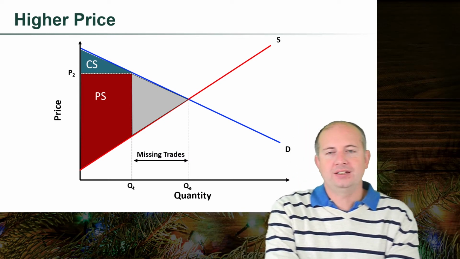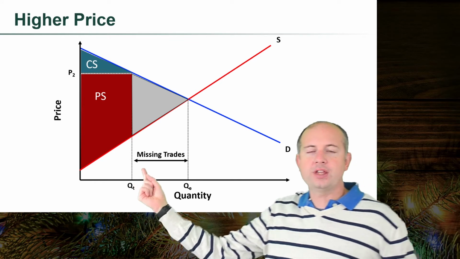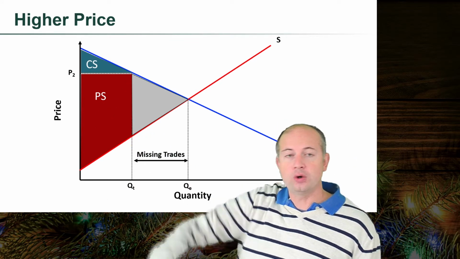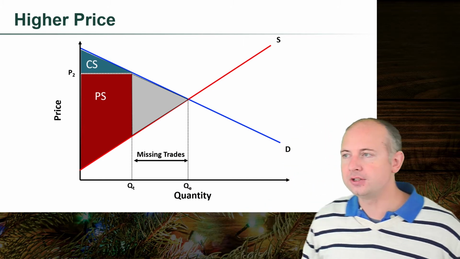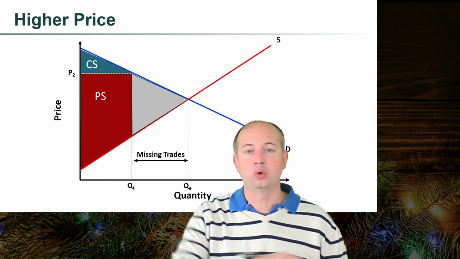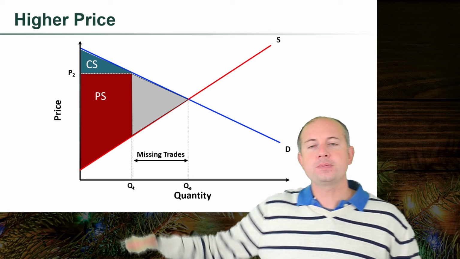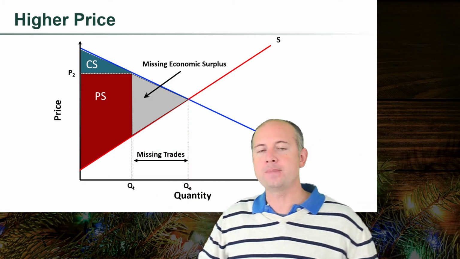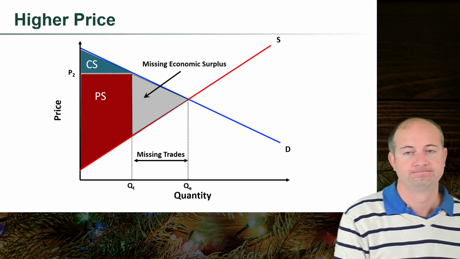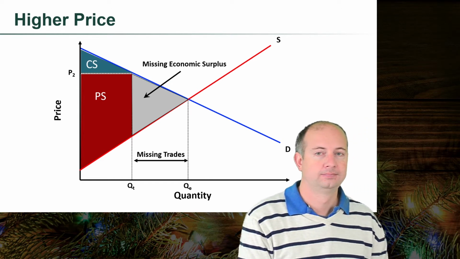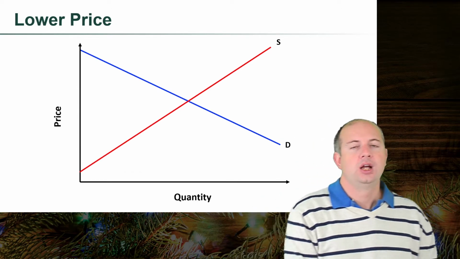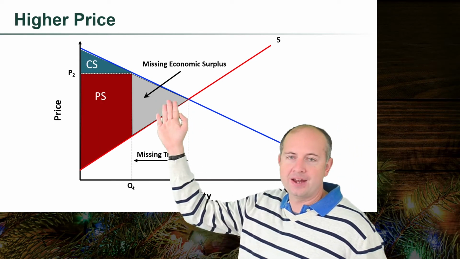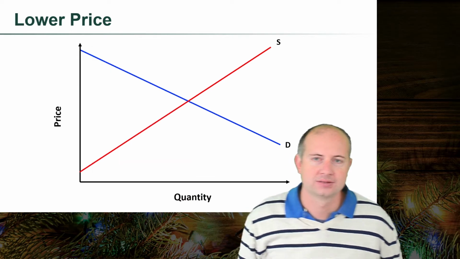So what that leaves us with are all these what we call missing trades. These are all the beets that, because the price was so high, no one was willing to pay that much, so Dwight doesn't bother to grow them, which means there's no available surplus. This is missing economic surplus from the beets that are not grown. Okay, so what we see here is that charging too high of a price is bad. We miss out on all this economic surplus.